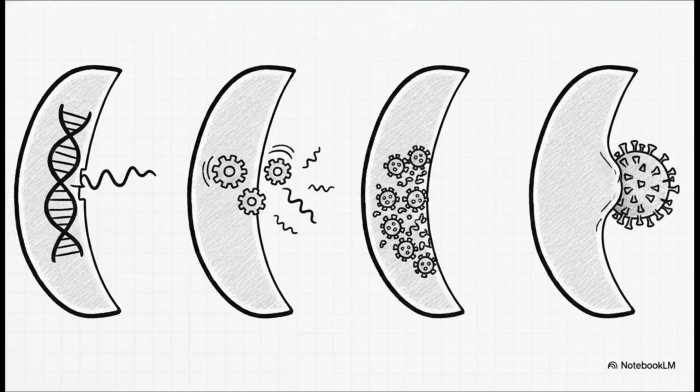Let's look at how this builds into the final phase of the replication cycle. First, we have integration. This is where the integrase enzyme literally hides the new viral DNA inside the host's own chromosomes, acting as a latent sleeper agent called a provirus. Next is expression. When activated, the host cell's own machinery unknowingly synthesizes viral mRNA and proteins. Then comes assembly, where the new viral RNA and proteins gather up at the plasma membrane.